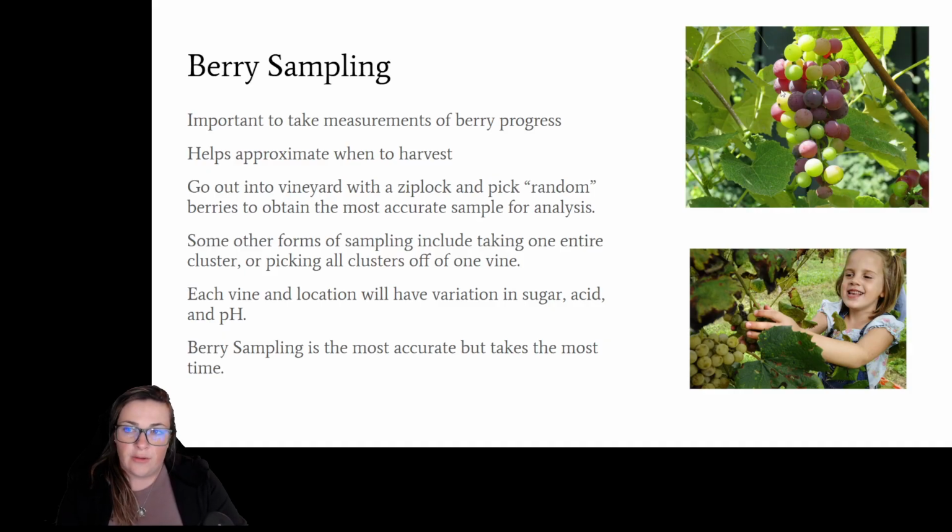Every vine and location will have variation in sugar, acid, and pH, right? And that makes sense because every single berry was fertilized at a slightly different time. So depending on when that berry was fertilized, just like this picture up here, it might actually be in a different stage of development than a couple berries over from it, right? So this is kind of a bizarre situation. This is veraison, right? But some of these berries were fertilized way before the others. That's why you're seeing that.